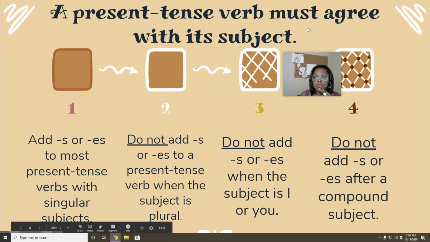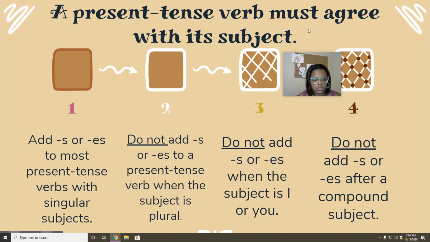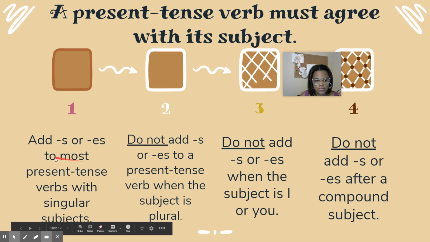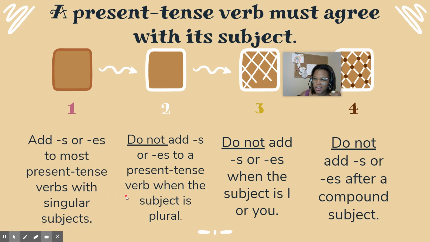A present tense verb must agree with its subject. It has to agree. It has to agree. Present tense, right now, it has to agree. So here are the 4 rules. Rule 1: Add S or ES to most present tense verbs with singular subjects. We talked about that, okay? Singular, add an S or an ES most of the time.